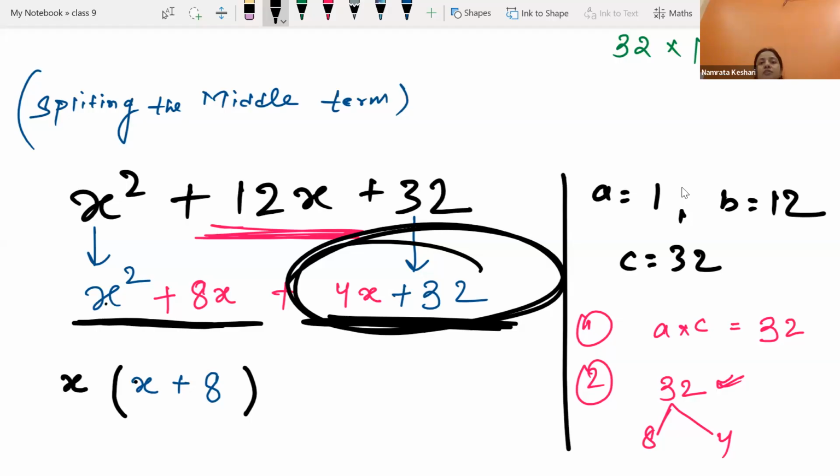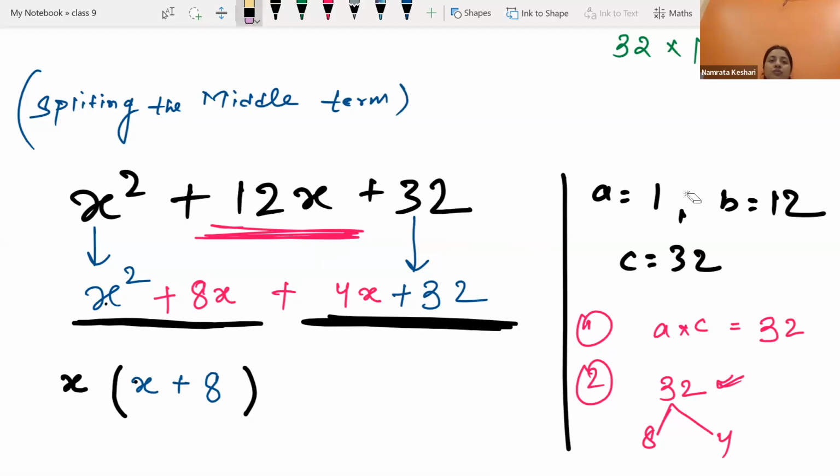The first one has 4x. The next number is 32. The table of 4 contains 32 as well. So we will take out 4 as a common factor, and the remaining will be x plus 8.